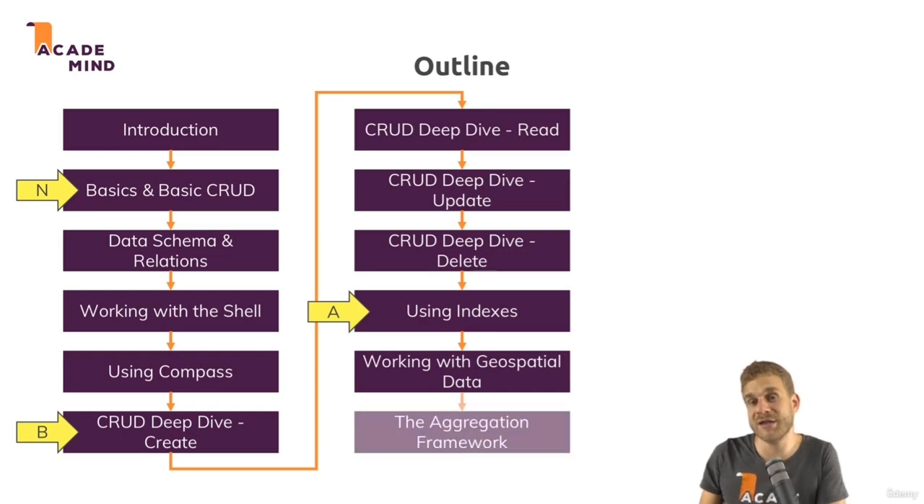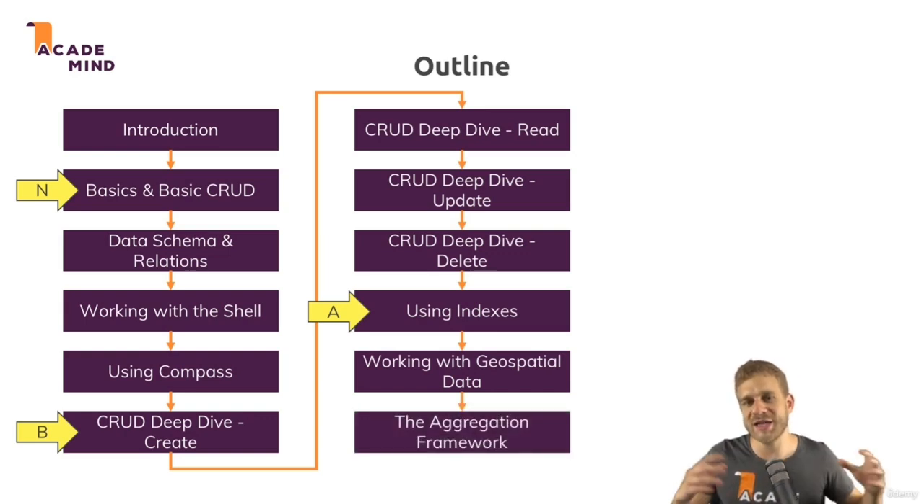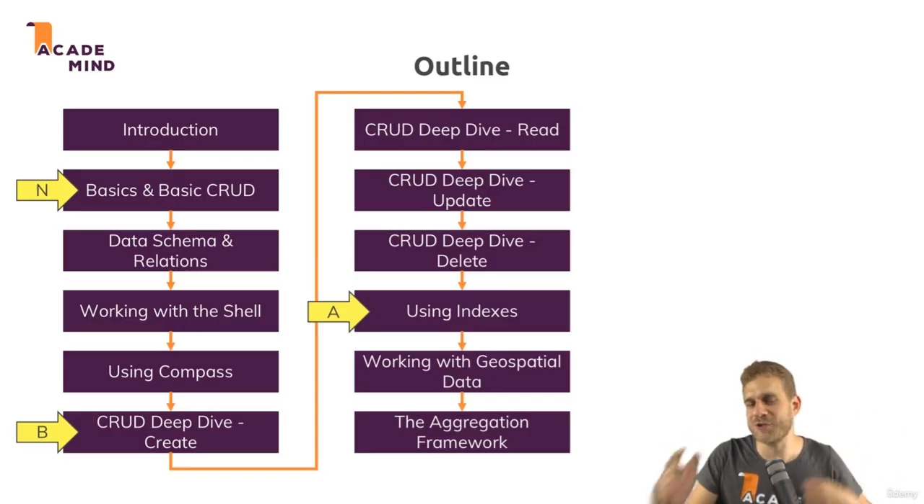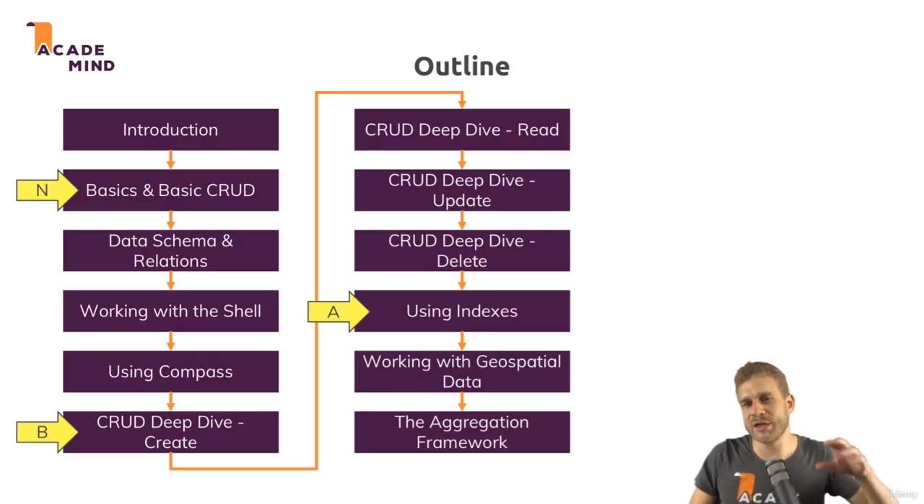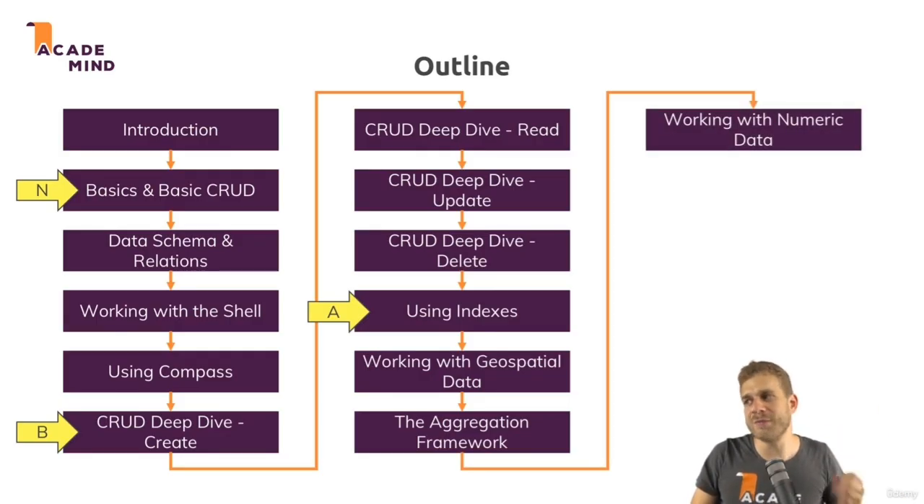Now thereafter we'll have a look at the aggregation framework, which is a more powerful way of retrieving data from your database, and you will learn how you can use that and how you can build complex aggregation pipelines with the help of MongoDB. It's then time to work with a special kind of data, numeric data. I will teach you how to work with different kinds of numbers and what's special about that in MongoDB.